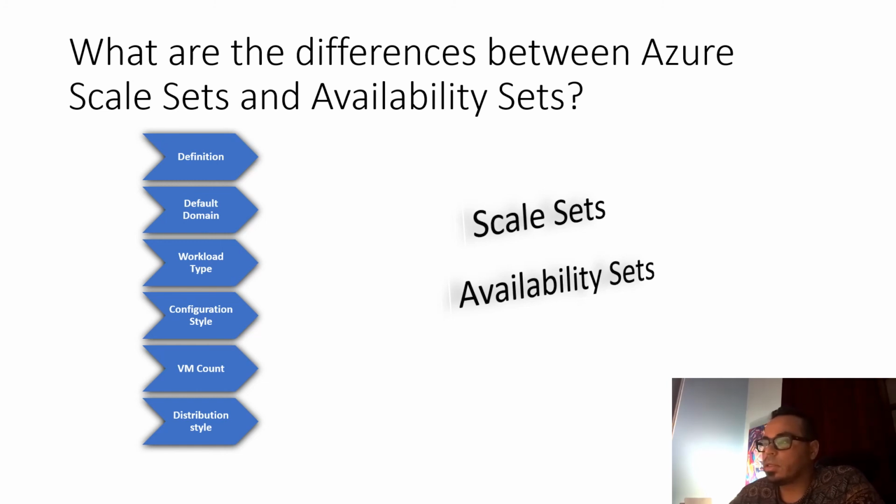The last one is distribution style. For a scale set, the VMs can be distributed across multiple data centers or within a single data center. Regarding the Azure availability set, the VMs are automatically distributed in the data center.